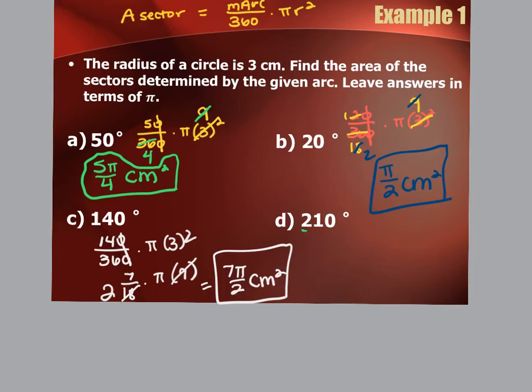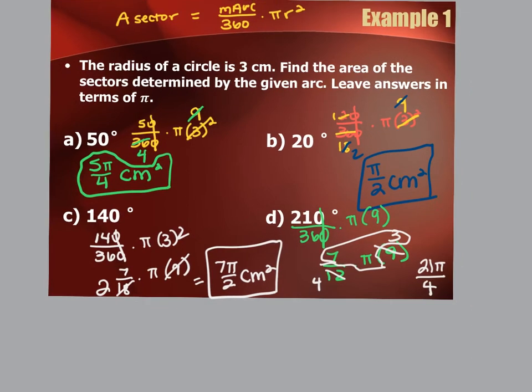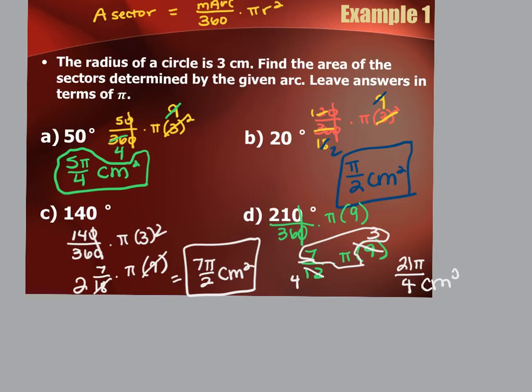And the last one, 210 over 360 times pi r squared, which is 9. Cross through my zeros. 3 goes into both of those again. That would be 7 over 12 times pi times 9. 9 and 12 are both divisible by 3. This time I got to multiply all these out. 7 times pi times 3, 21 pi over, the only thing in the denominator is 4. And again, centimeters squared.